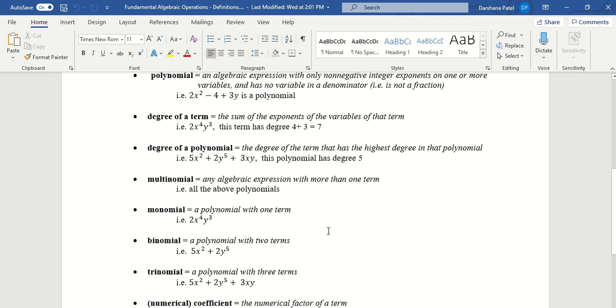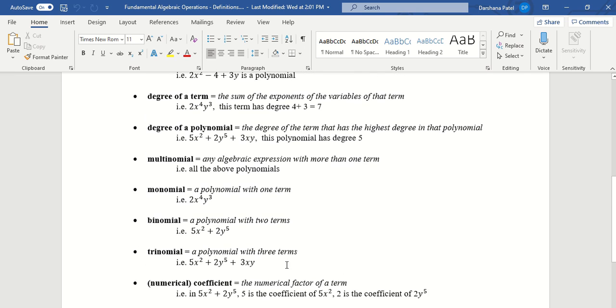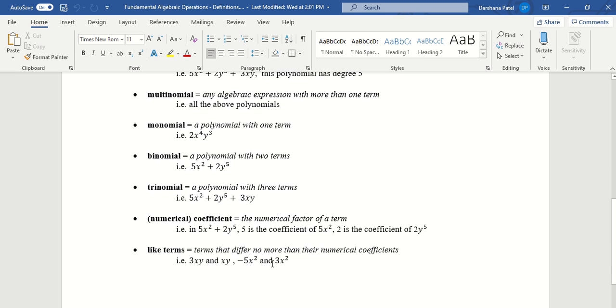Okay. A binomial then is a polynomial with two terms. 5x² + 2y⁵ has two terms, 5x² and 2y⁵. So it's known as a binomial. A trinomial then should have three terms, 5x², 2y⁵ and 3xy. Okay. A coefficient is basically the number in front of a variable, the numerical factor of a term. In 5x², 5 is the coefficient. In 2y⁵, 2 is the coefficient there.